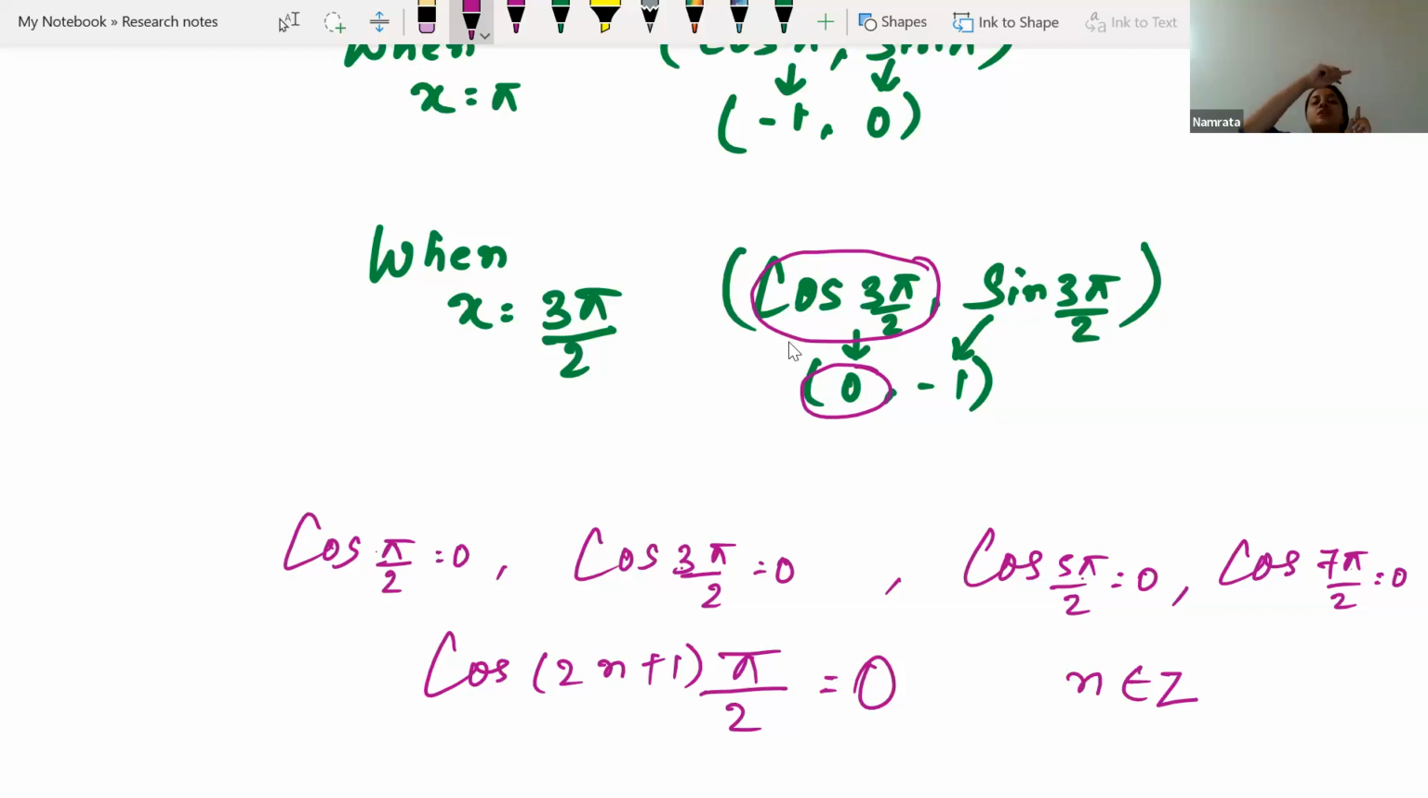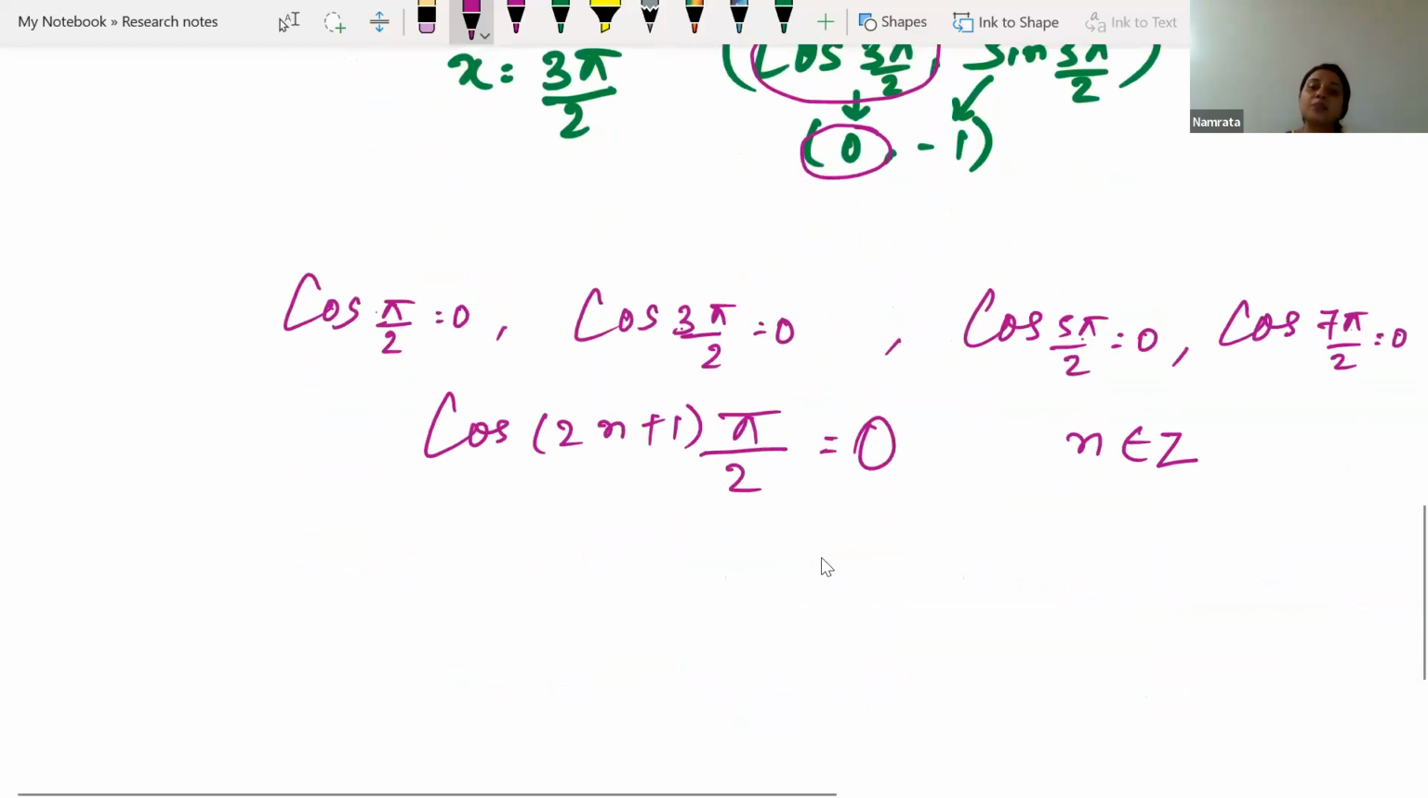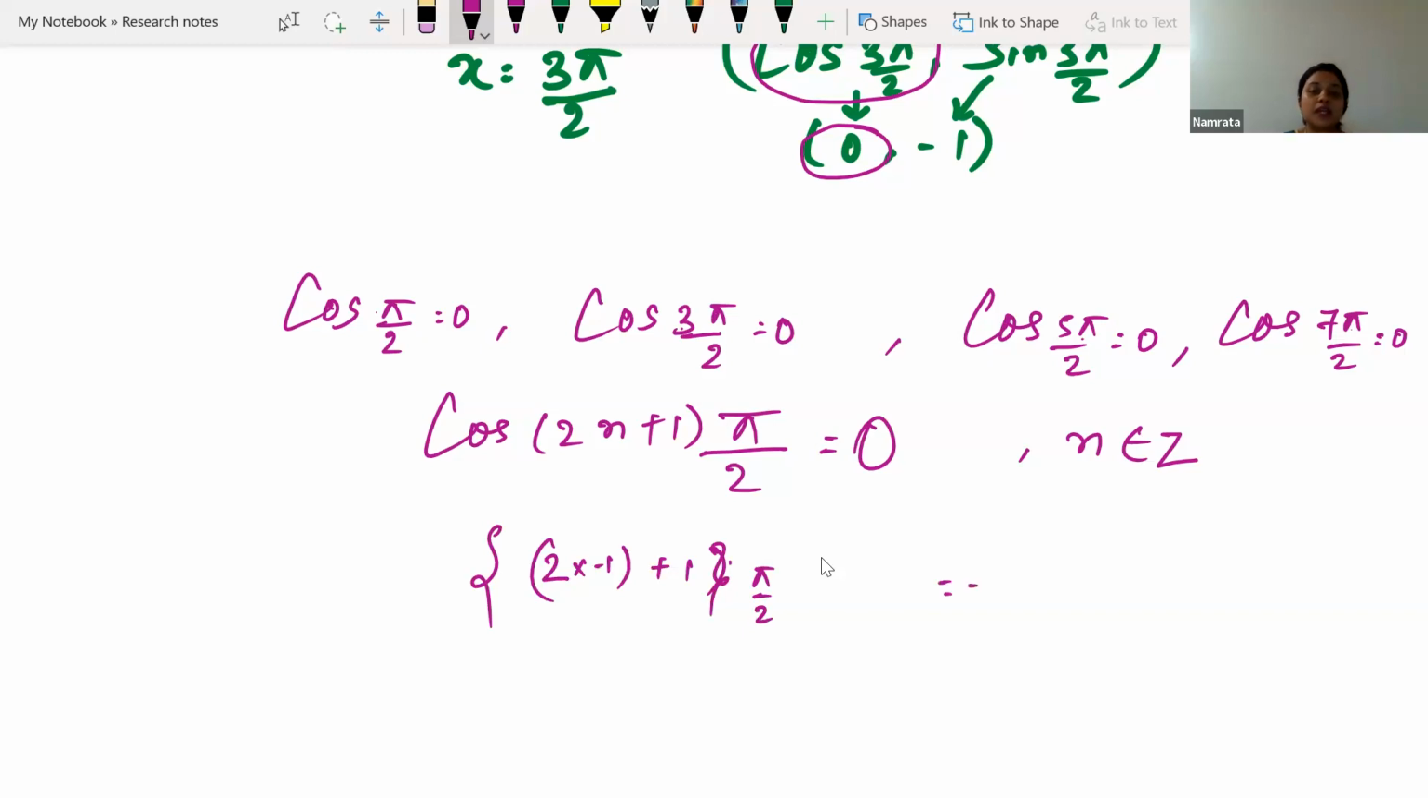Here we are going in the anti-clockwise direction. When you go in the clockwise direction, you will also find that cos minus pi by 2 is 0, cos minus 3 pi by 2 is 0, cos minus 5 pi by 2 is 0. So all the odd multiples of pi by 2, you will get as 0. That's why we can conclude that odd multiples of pi by 2 give 0 for cos theta, where n belongs to integer. For n, you can take minus 1 and 2 into minus 1 plus 1 gives minus 1, which is minus pi by 2. Cos minus pi by 2 will be 0.